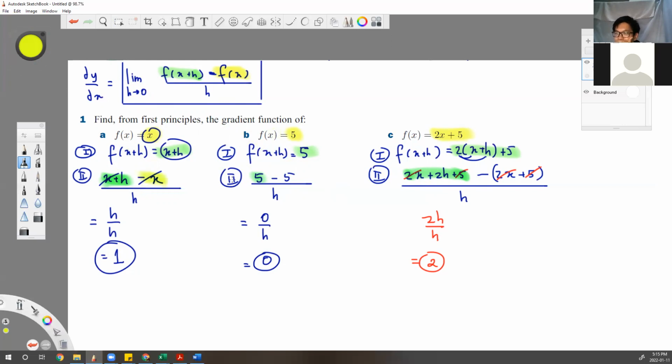Wait, I have to highlight it one more time. On question A and C, we have x, right? So you just change the x by x plus h. On question B, we don't have x, so what can you change? Nothing that we can change, right? How about C? If f(x) is 2x plus 5, all the x is changed into x plus h. Get it? Yeah. So if we don't have x, don't change anything. That's the way it works.